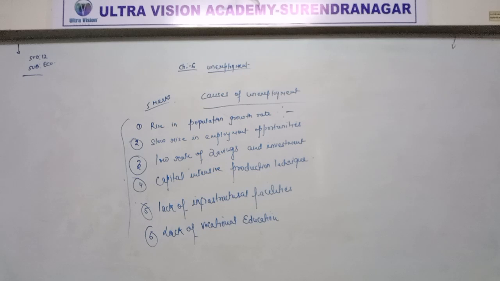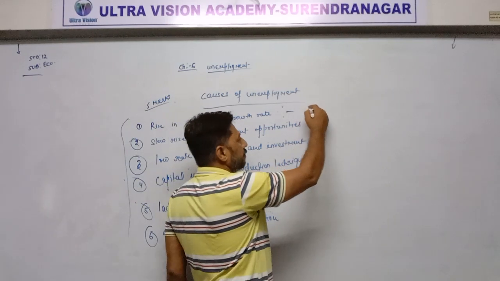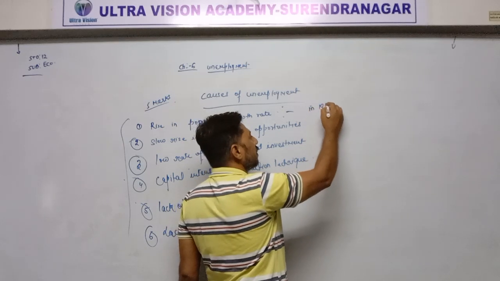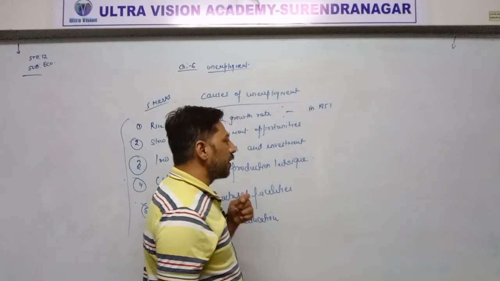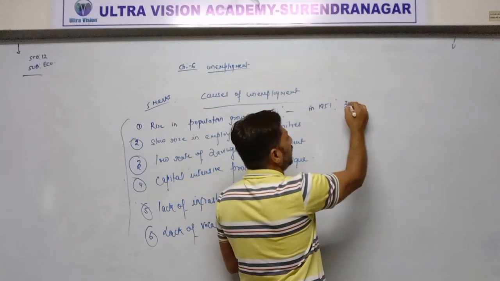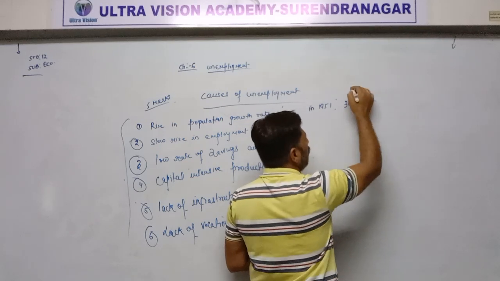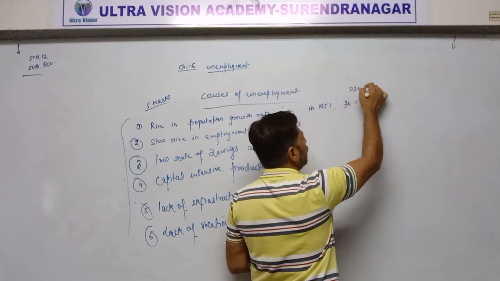We all know that in the Indian economy, population is rising continuously, meaning around 2.5% population increases every year. In 1951, here I am taking data after independence. So in 1951, population was 36.1 crore, and this is the size of population.